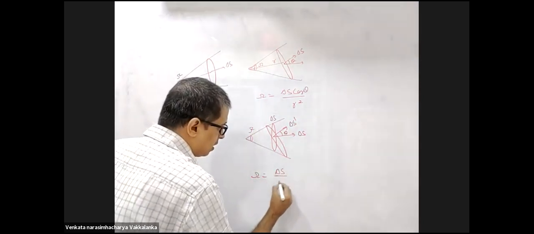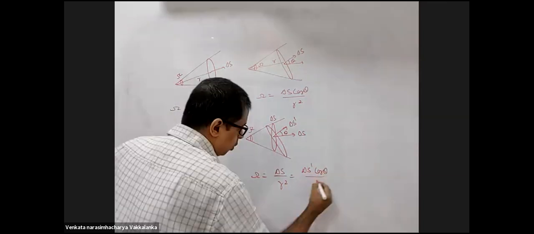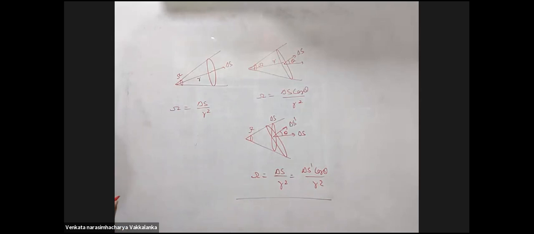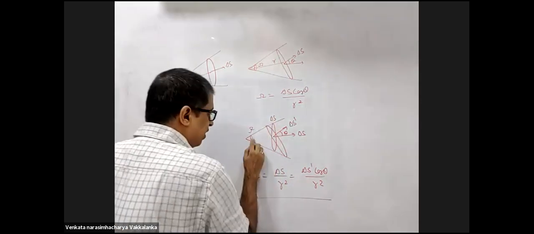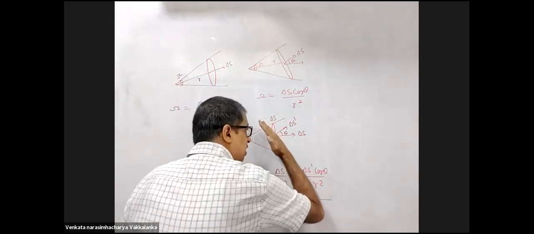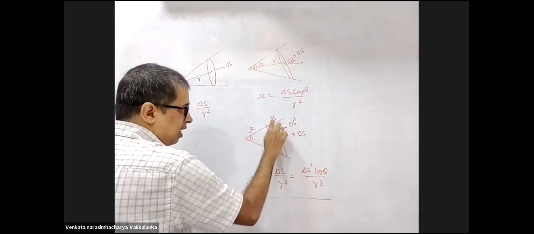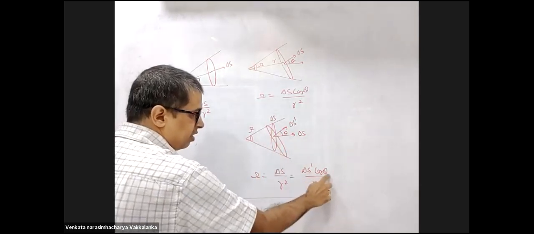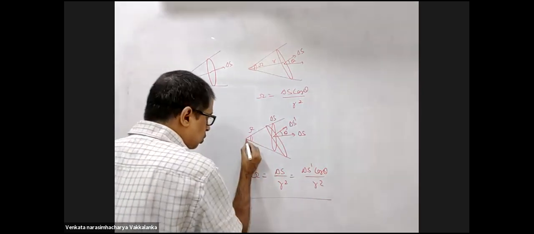Why? Delta S by R square or delta S dash cos theta by R square will be the same. This is delta S divided by R square. This is delta S dash. Delta S dash you resolve along delta S. It will be delta S dash cos theta by R square, which will give me the same solid angle.